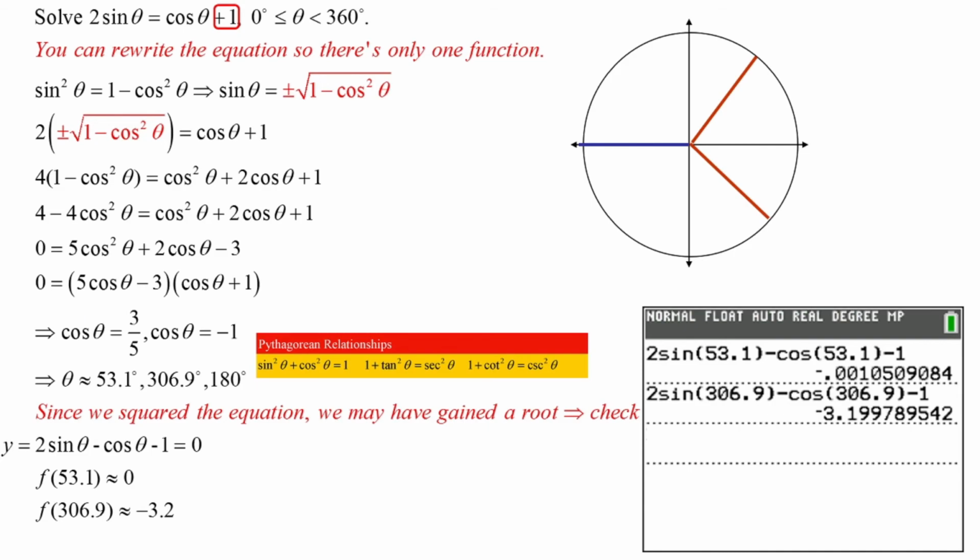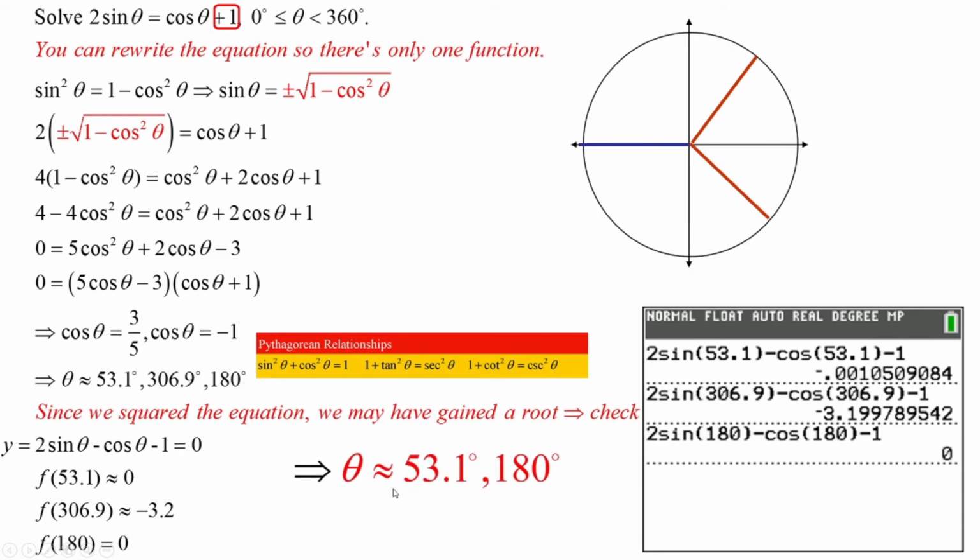So now let's check the 180, and again, just change your angles up here to 180. 2 sine of 180 minus cosine of 180 minus 1. And don't we get exact answers? Isn't sine of 180 0, and isn't cosine of 180 negative 1? I see what I'm going to get right here. That's going to be exactly 0. Sure enough, exactly 0. So guess what? The 180 worked. So my only 2 solutions for this very complicated equation would be 53.1 degrees and 180 degrees.